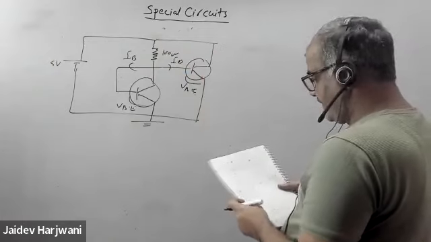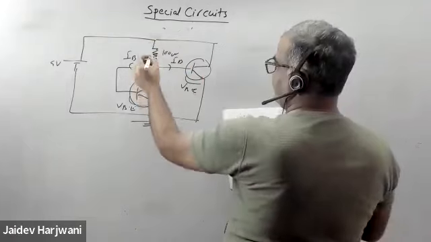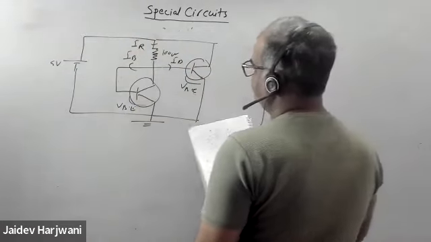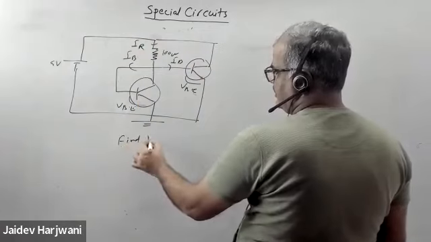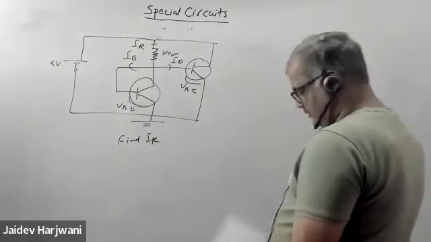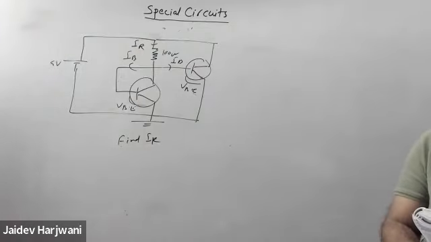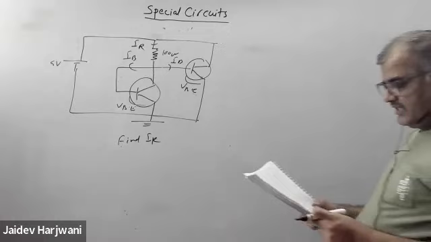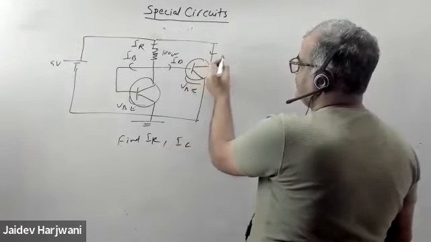So you need to find the value of IR. What is the value of IR? Find IR. It is 100 ohm. So find the value of IR and find the value of IC of this transistor. So this is IC.